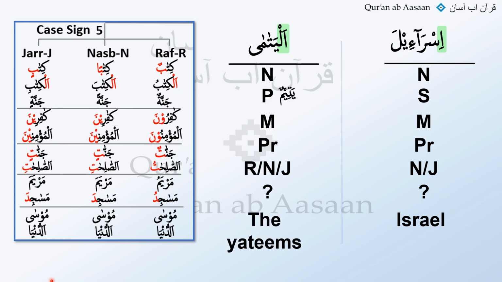Yatim means orphan. So the yatims or the orphans. If you didn't know that, now you know. A yatim means an orphan, and al yatama is the plural. We'll translate it as the orphans. Good. Let's move on now.